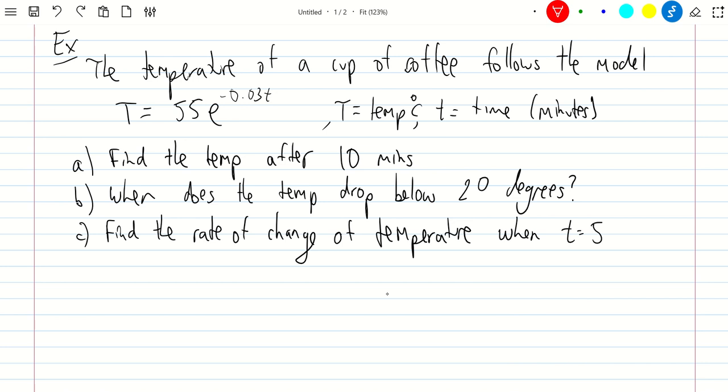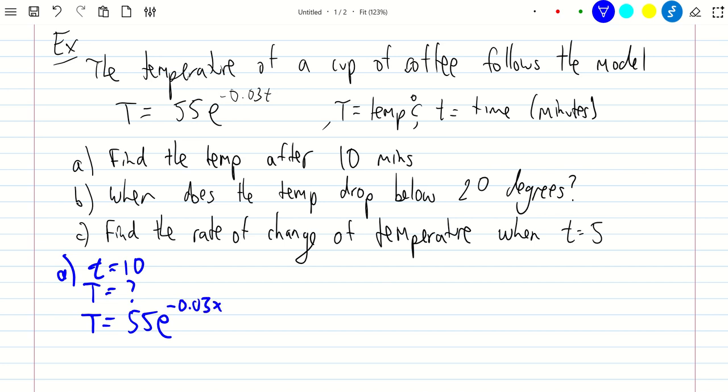So let's have a look at part A here. Find the temperature after t minutes. So what we're saying is that little t, the time, is equal to 10. And so it's asking us what is big T equal to? So we want to know what the temperature is. So we'll just plug it into our formula. Nice and easy. T is equal to 55 e to the negative 0.03 times 10.